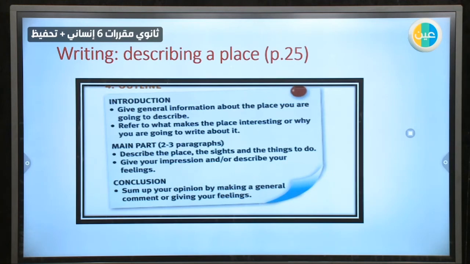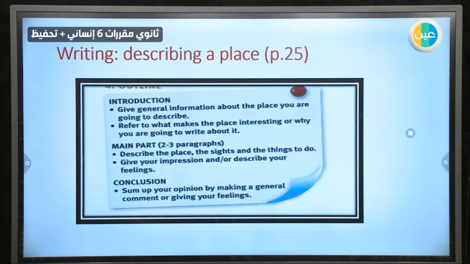the first writing task was an email, and here is the second writing task for the unit. Unit 1 was describing a place. And I want to revise with you the main tips or main rules to write an essay or article about describing a place. First, you will start with an introduction, and in this introduction, you will give general information about the place you are going to describe. Then refer to what makes the place interesting or why you are going to write about it.